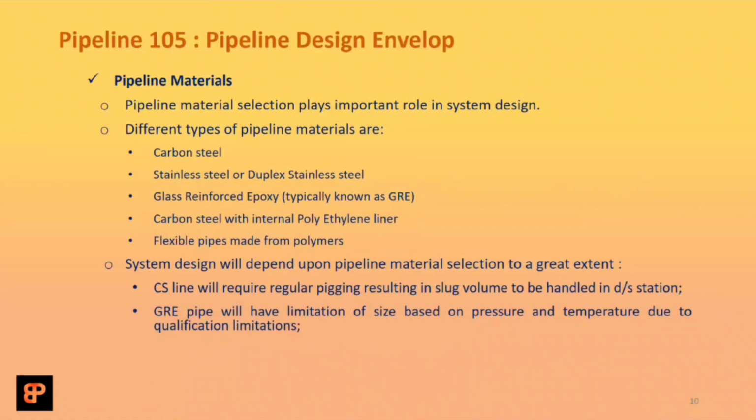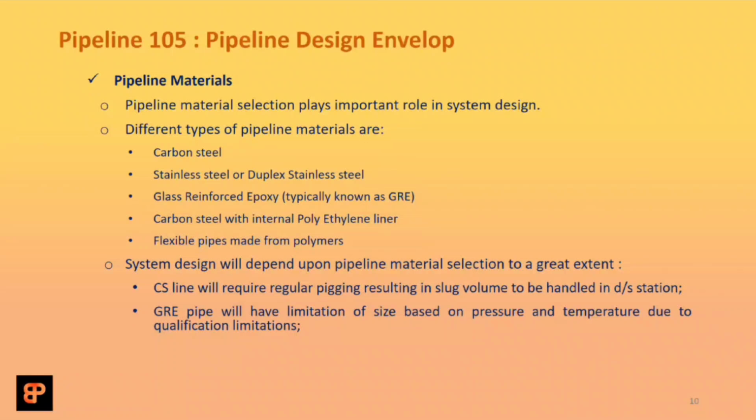GRE pipes will have limitations in terms of pressure, temperature and impurities, because GRE pipe is made from glass reinforced epoxy. It has to be tested. It cannot be designed exactly like carbon steel pipe. Though, based on research, there are design criteria and formulae developed, still a lot of qualification is done for the GRE. And it is very difficult for the GRE to withstand very high pressure with very large diameters. So of course, there will be limitations of the GRE pipes.